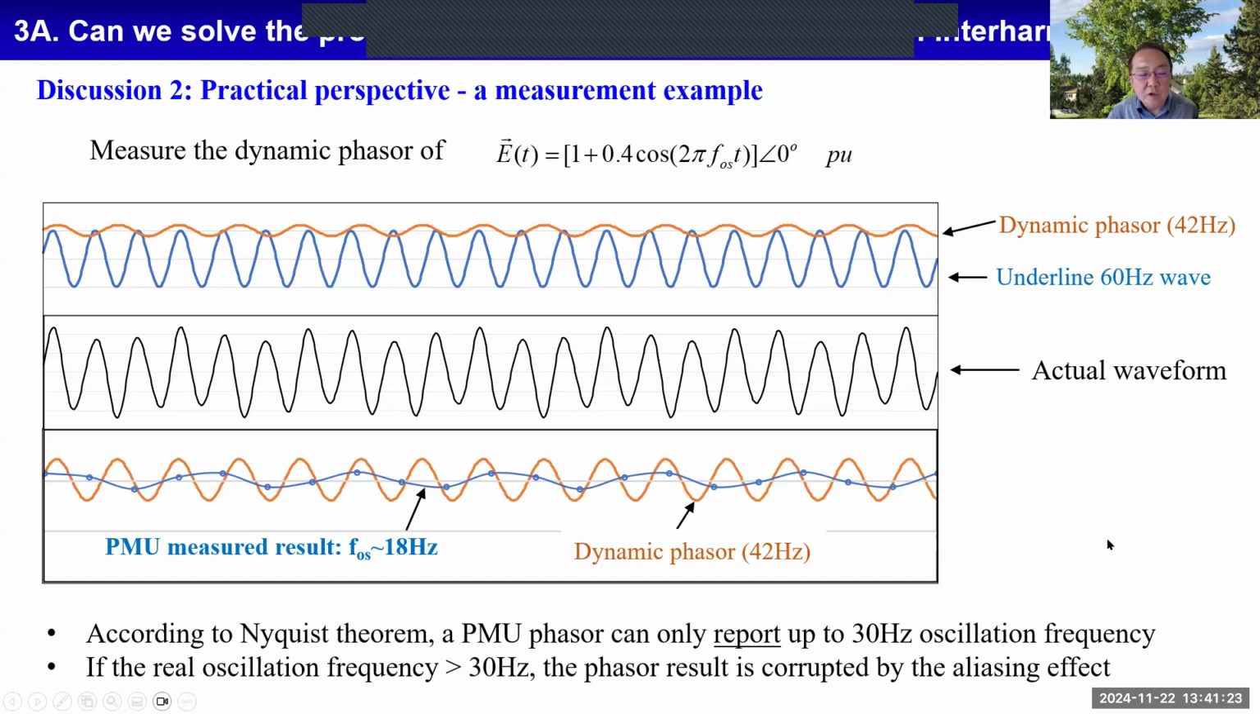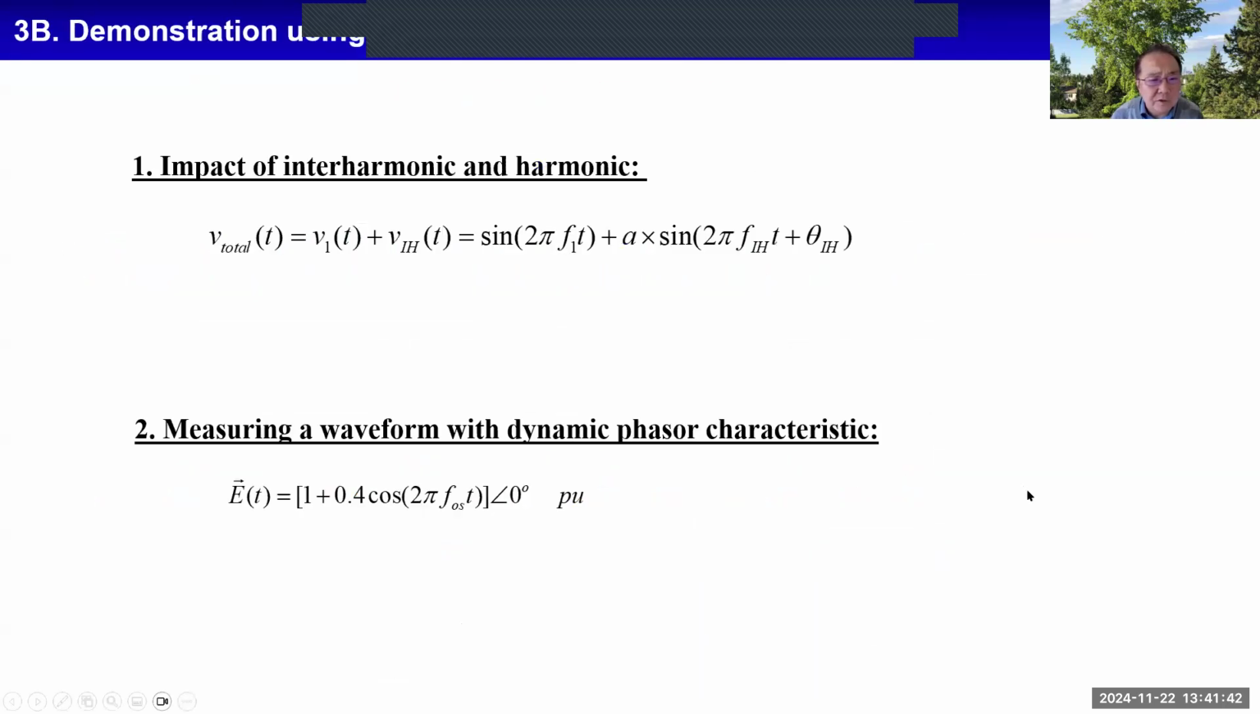So to summarize, from the theoretical perspective, we cannot detect resonance using dynamic phasor. From the practical perspective, we cannot get proper results to do analysis anyway. Now let's do a demonstration to give people a feel for what I'm talking about. Just a simple Excel demonstration. Impact of interharmonics and harmonics: let's see what happens in the waveform. In this one, we change the interharmonic frequency. In this one, let's change the oscillation frequency. Let's see what the PMU will measure.